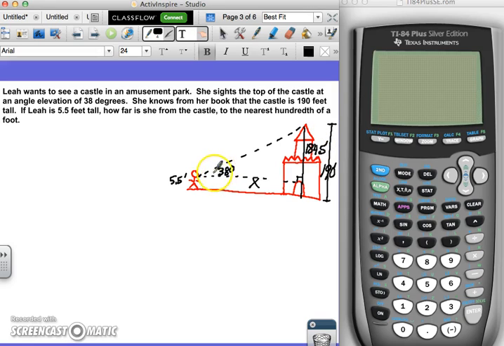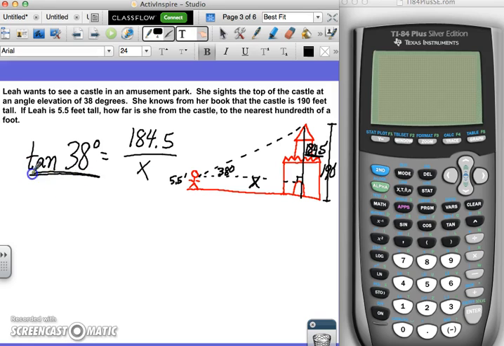So we know this is opposite. That's our opposite. We're asked to find this side here, which is adjacent. So we're dealing with tangent. So tangent of 38 degrees is equal to the opposite, which is 184.5 over the adjacent, which is what we want to know. All right, so we got a word problem. Tangent 38, that's just a number, big, long, ugly decimal. We know that. 184.5 over x. We've got a fraction with a variable in it.